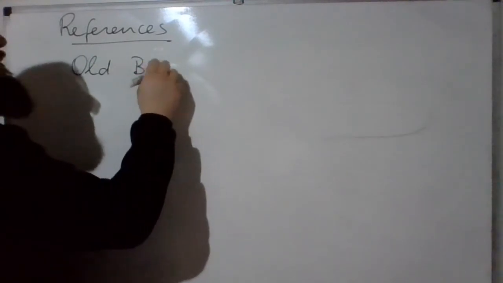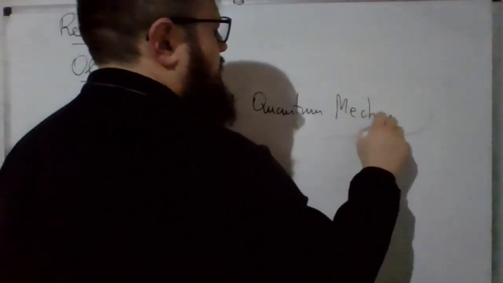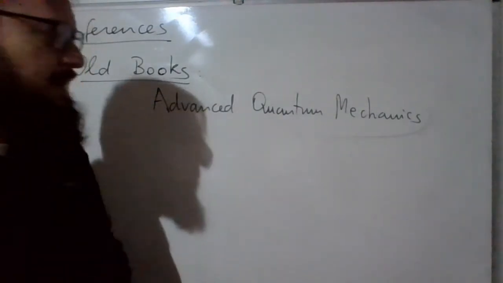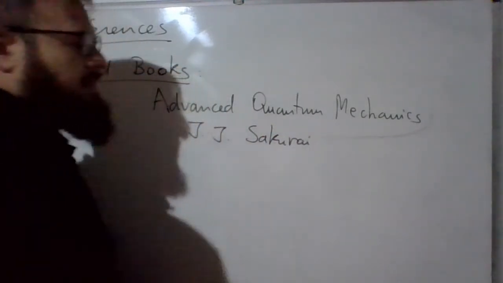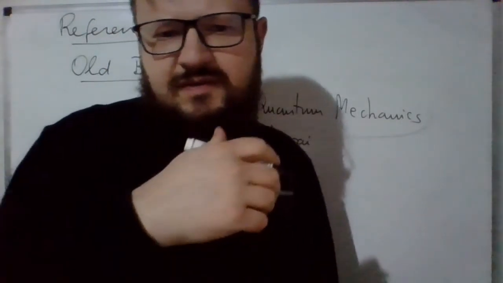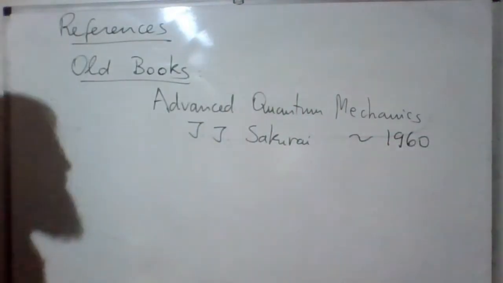Good books in old style, old books. There are two. One is Advanced Quantum Mechanics. It is the sequence of this one here, which is Modern Quantum Mechanics. In the Advanced Quantum Mechanics, it is a book by Junjon Sakurai also, and it was written around the 60s, 1967, I guess. Okay, so it's an old book from the 60s.